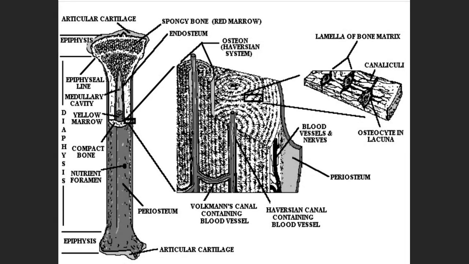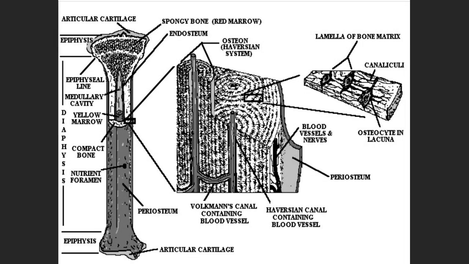medullary cavity is a type of marrow called yellow marrow, which is mostly made of fatty material. In fact, if you lived in Africa, you would see a lion kill a zebra or something, and he would rip that bone apart and suck that yellow marrow right out. It's very nutritious and high in calories.